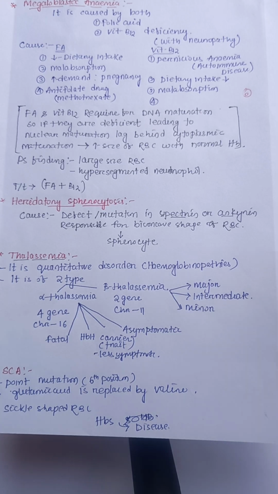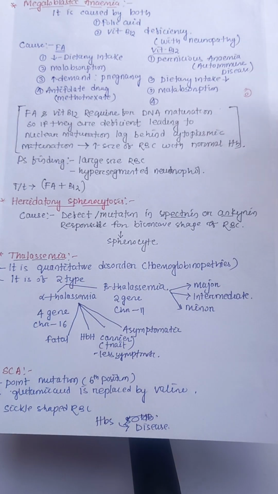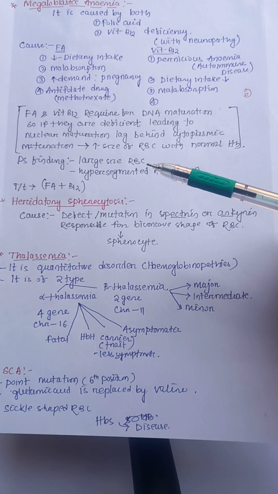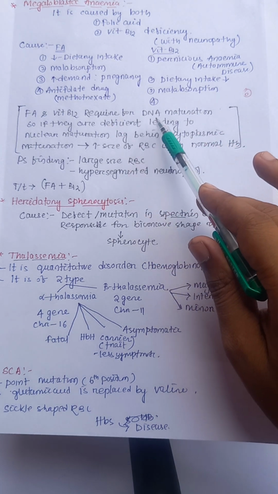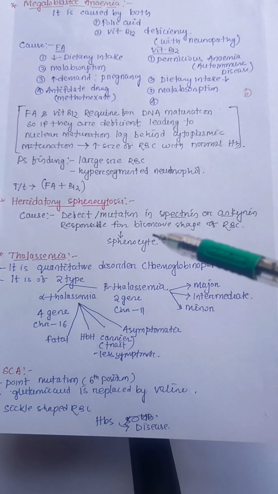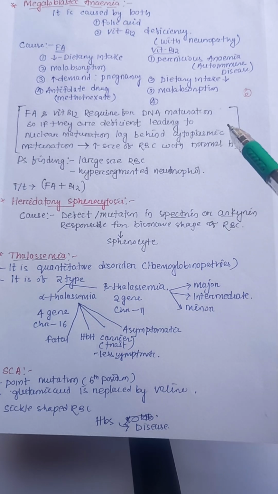And also one thing is confirmed: if there is deficiency of vitamin B12, that causes neurological manifestations. But if there is deficiency of folic acid causing anemia, there will be no neurological manifestations. So know this. Okay, and folic acid and vitamin B12 are required for DNA maturation. If they are deficient, the nuclear maturation lags behind cytoplasmic maturation, so there will be increased size of RBC, and there will be no defect in hemoglobin synthesis.